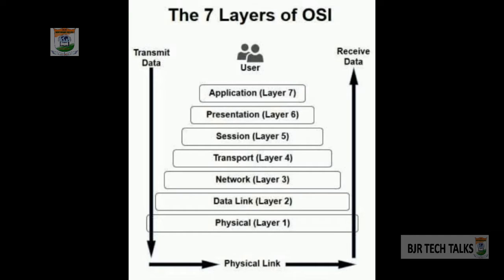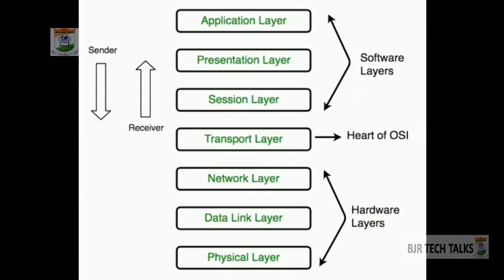First one is the physical layer. Second one is the data link layer. Third one is the network layer. Fourth one is the transport layer. Fifth one is the session layer. Sixth one is the presentation layer. Seventh one is the application layer. Today we are discussing the transport layer. The transport layer is the heart of the OSI model.